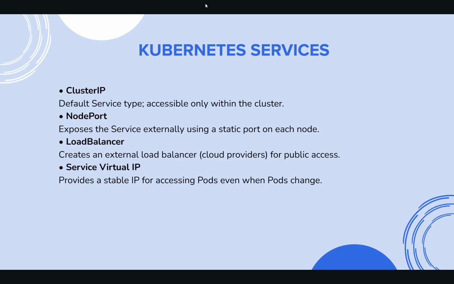Then slide 3 is about Kubernetes Services. Kubernetes Services help internal and external communication with applications. The first one is Cluster IP. Cluster IP is the default type of service. It allows communication inside the cluster only.